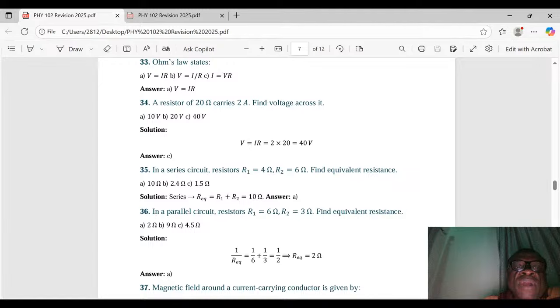Number 34. A resistor of 20 ohm carries a current of 2 ampere. Find the voltage across it. So if you use Ohm's law, look at the solution. V is equal to IR, and V is what we are looking for. They say find the voltage across. So V is equal to 2 times 20. That will give us 40 volts. And the correct answer is C. Always know the formula, apply it correctly, and get the right answer.